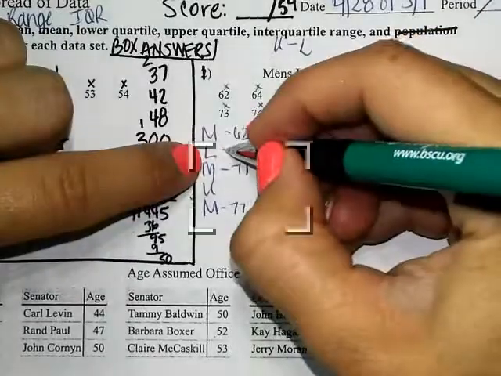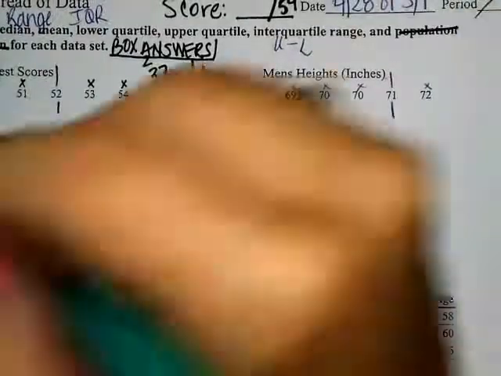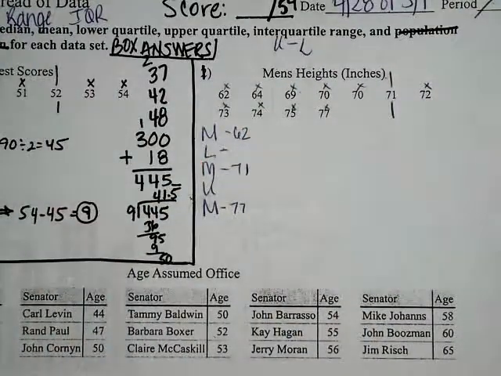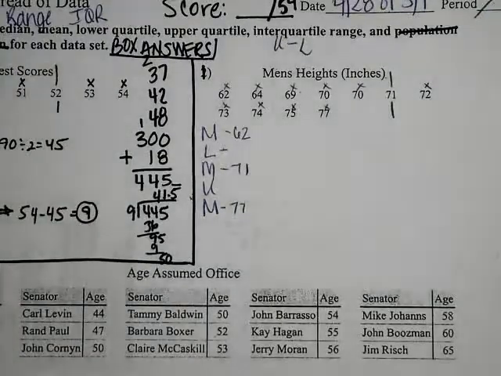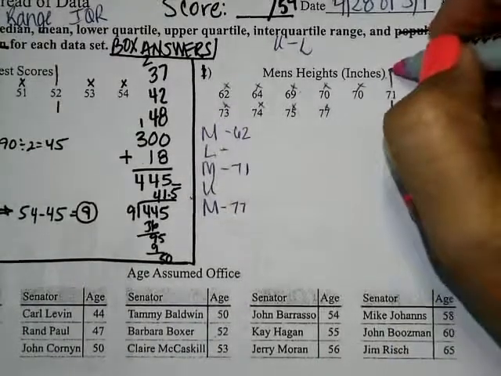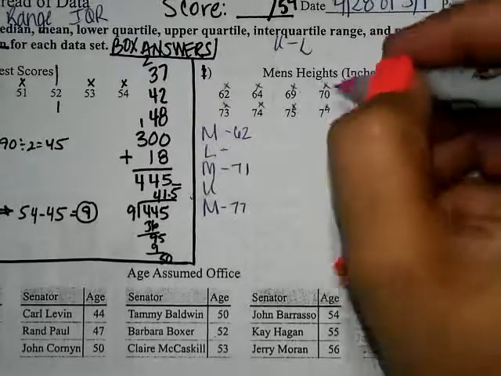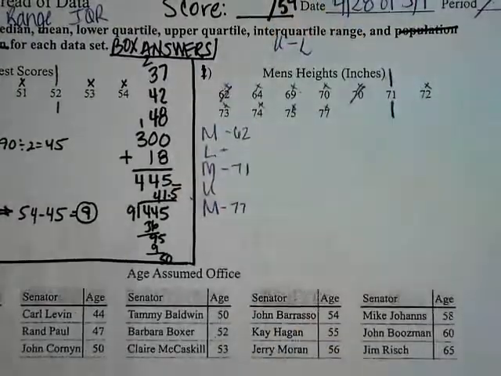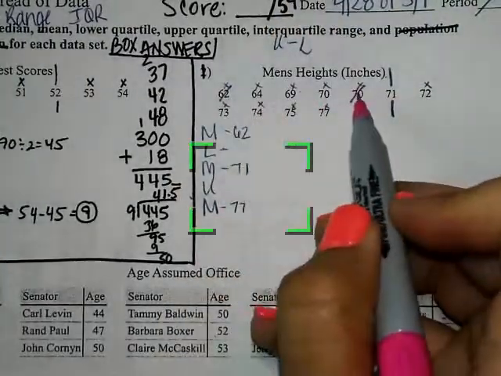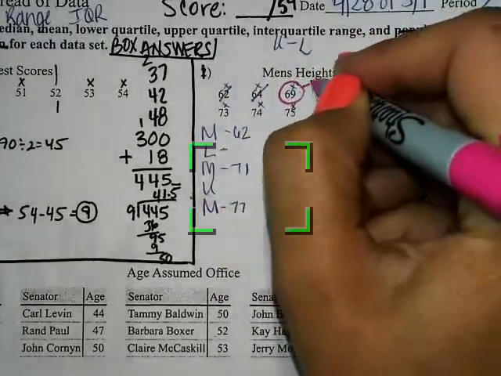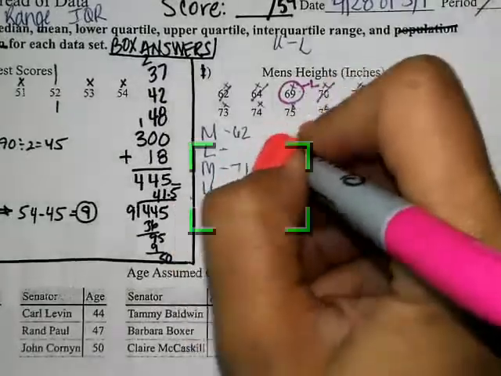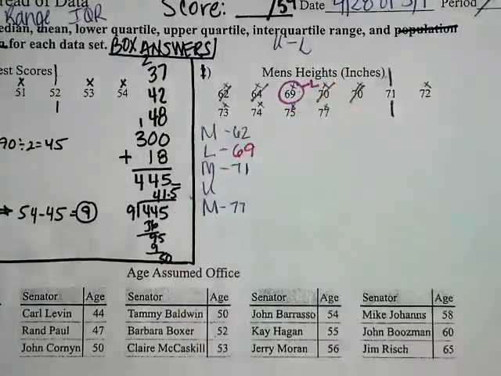Now, lower quartile. Lower quartile is finding the median of the lower set of your data points. Now, I'm going to use a different color here to show you what I mean. Since this number represents my median, I'm going to eliminate it. These numbers represent my lower set of data points. Eliminate. This number is now my lower quartile. So I have 69.